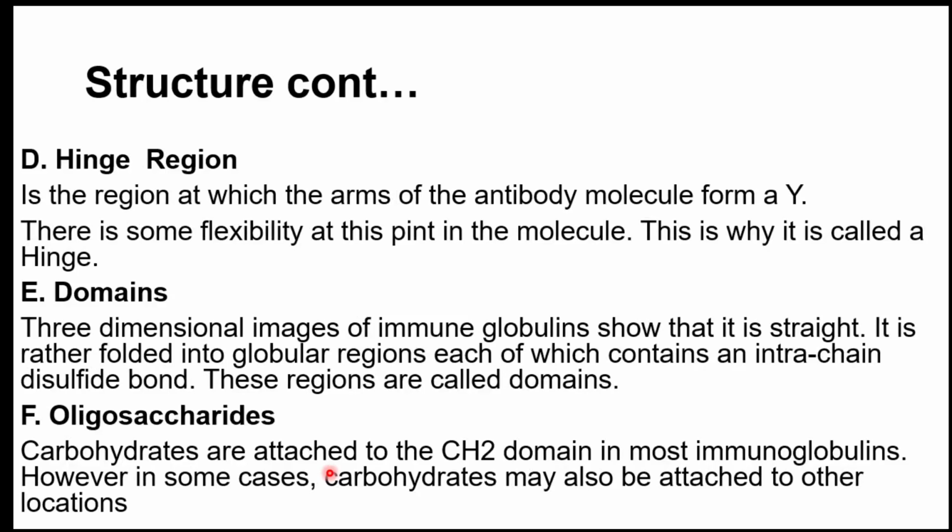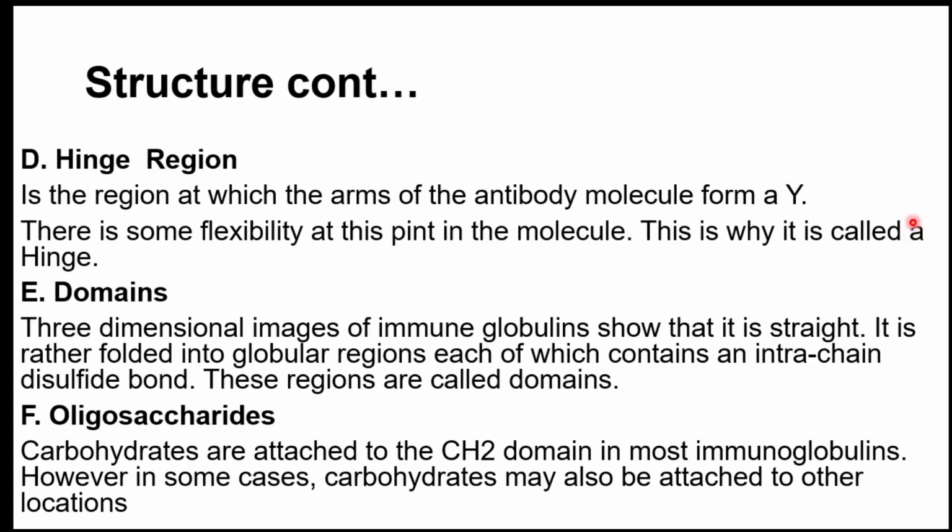Another key thing that you have to look at is the hinge region. Now, this is the region at which the arms of the antibody molecule form a Y. We are going to see the structure. Let's just be a bit patient. So there is a hinge region at that point, and this region allows for some degree of flexibility, and that's why it's called a hinge.